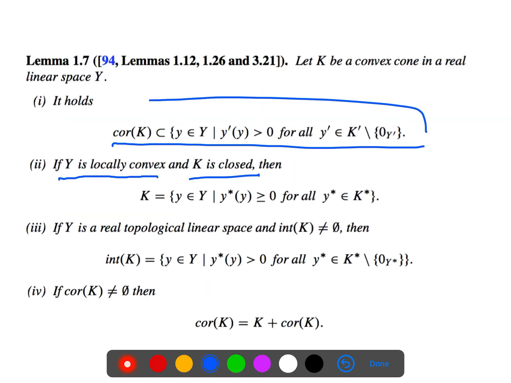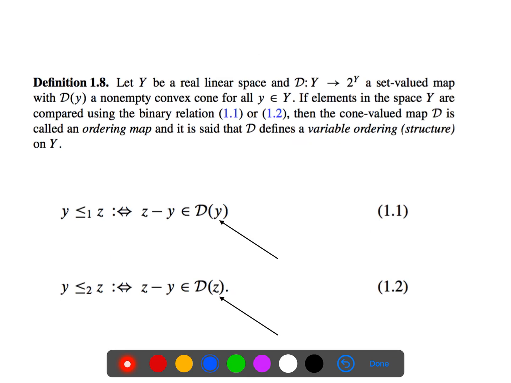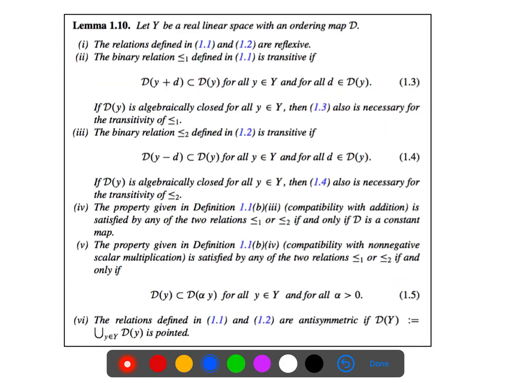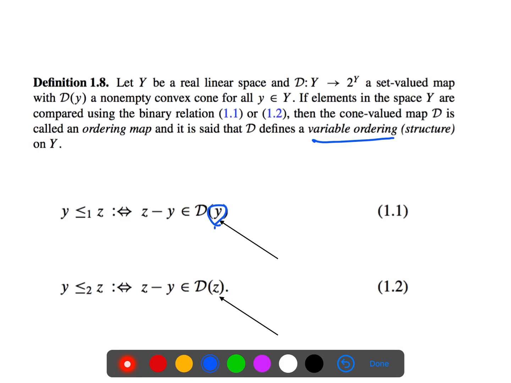The concept of closed is different from boundedness. It could be closed and not bounded. These are concepts from topology. And also we can define some binary relationship, some variable ordering like this. So Y matters, for example, Z matters. For example, if both of them satisfy, then that would be a constant cone.